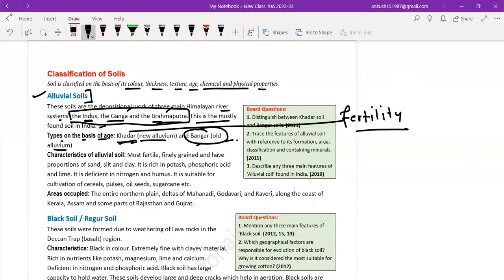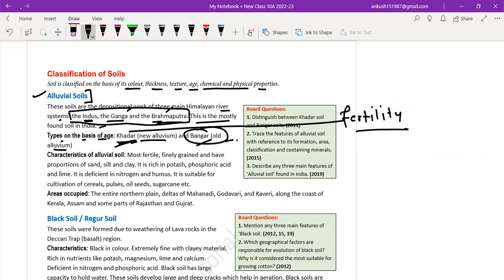Okay, that is called Bangar, and the Khadar is the soil which is new, formed just now, in the sense not before 100 days, like 1 month or 2 months. It also takes a lot of time.